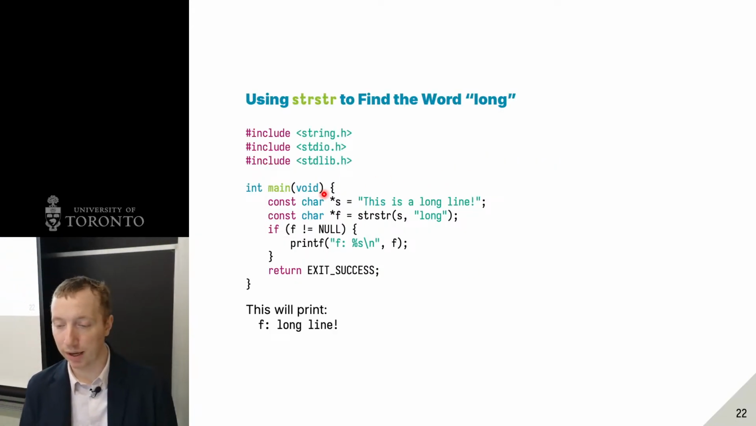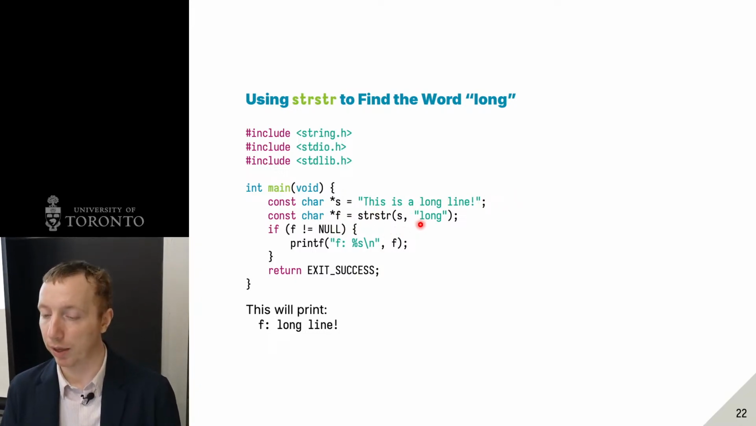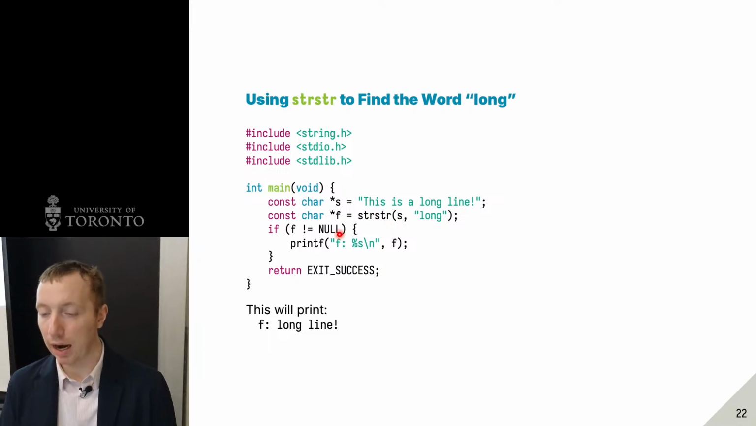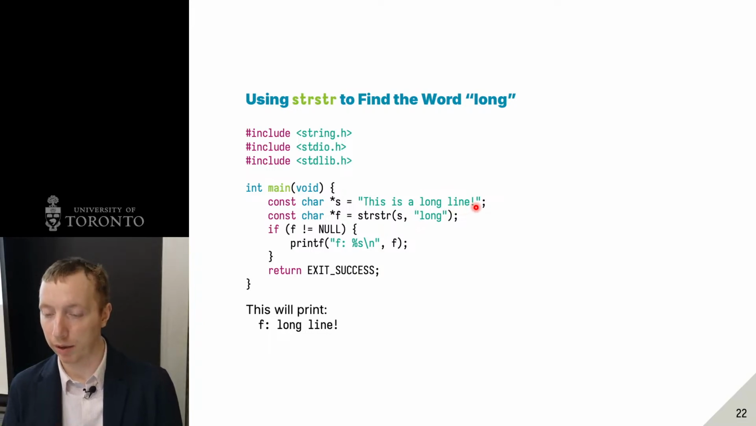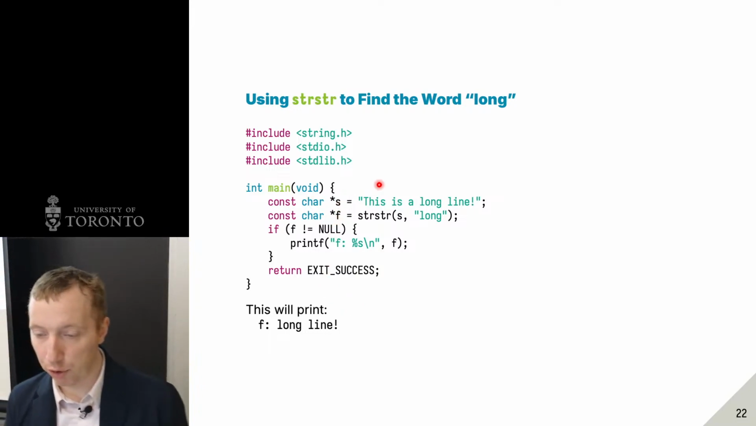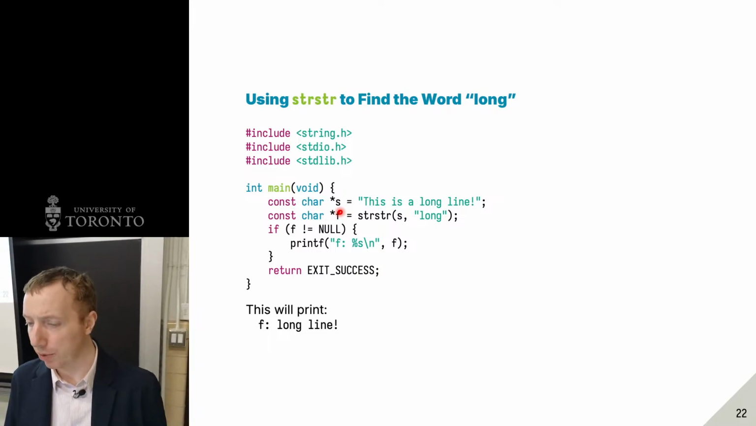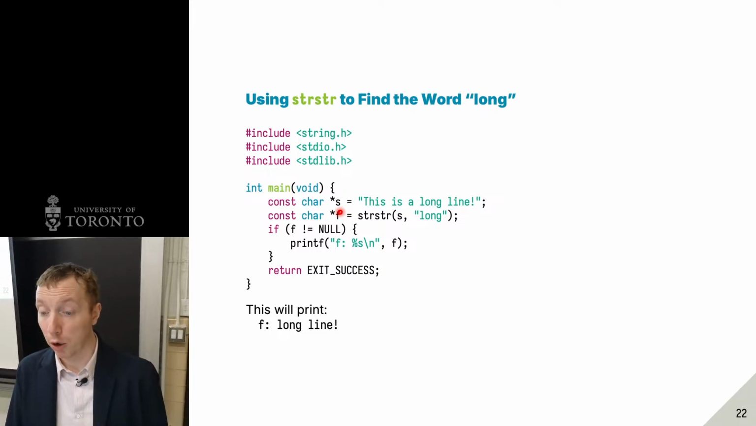So what that means is if this is my string, this is a long line, and I'm searching for the string long, if f, which is returned from strstr, does not equal null, then it will point to the starting location of long in the larger string. So it will point to this character here. So if I print it, it will print out long line with an exclamation mark. So it returns a string into this S string. So it's a way to find a string within a string. And we'll see more examples in the next lecture because time will be tight.